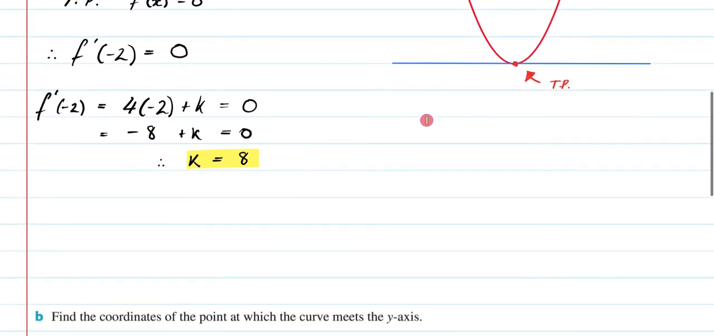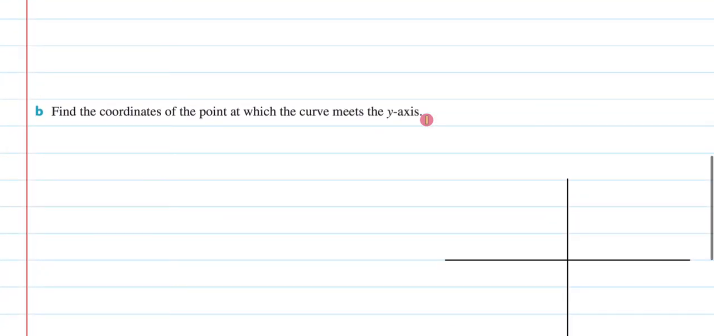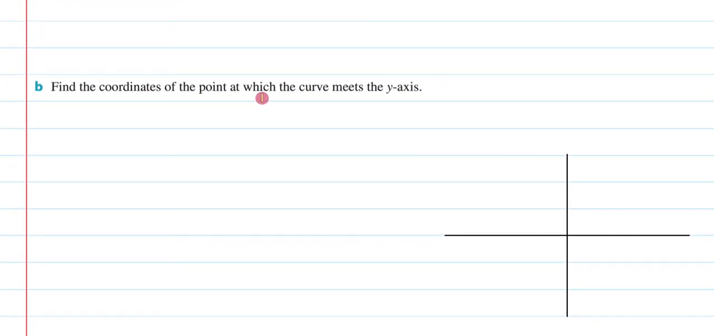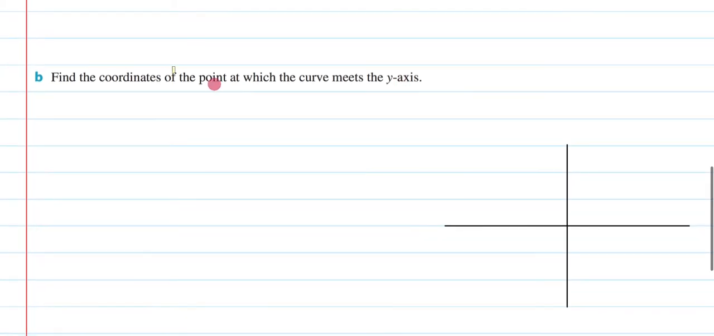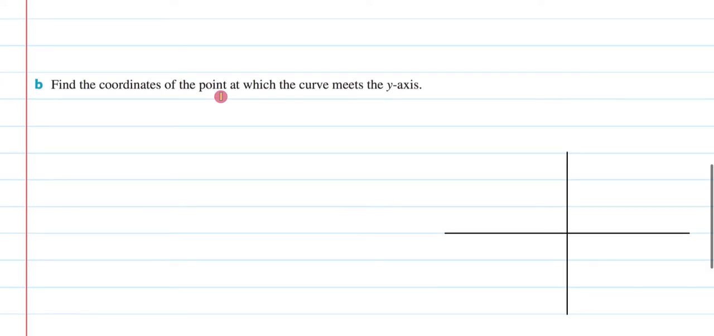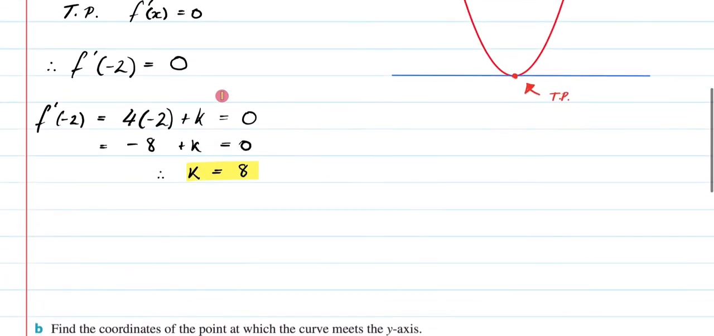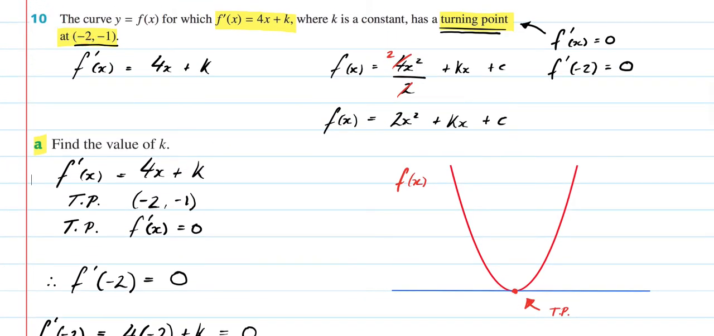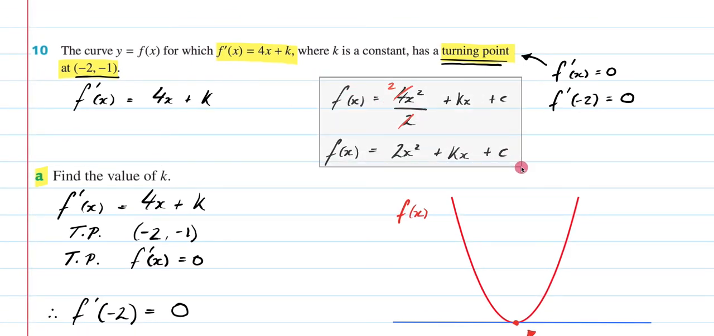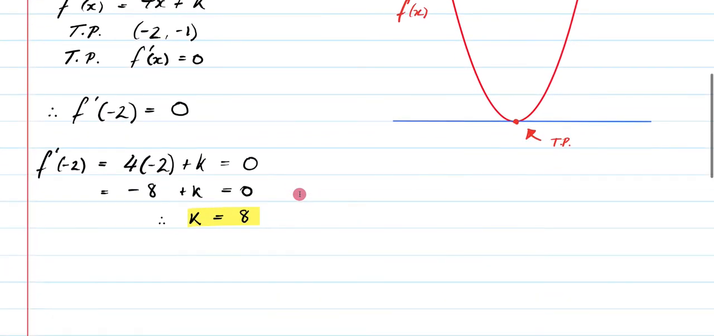Okay, let's now go on to B, where we need to find the coordinates of the point at which the curve meets the y-axis. So this is worded a bit strangely. All it's really asking us is to find our y-axis intercept for f of x. So let's come up here, and because we already found what f of x is going to be, it's going to be this. Let's bring this down.